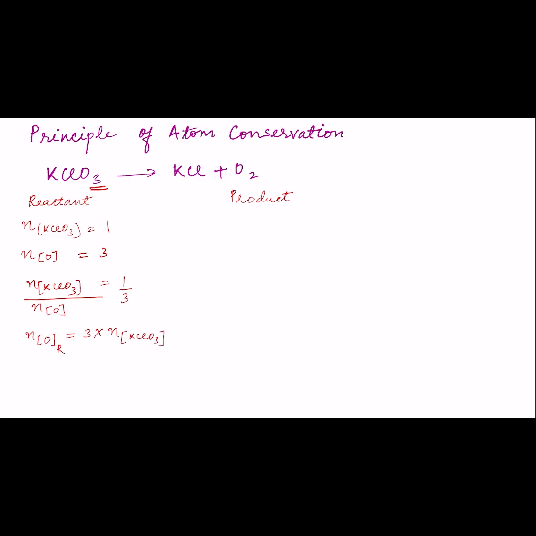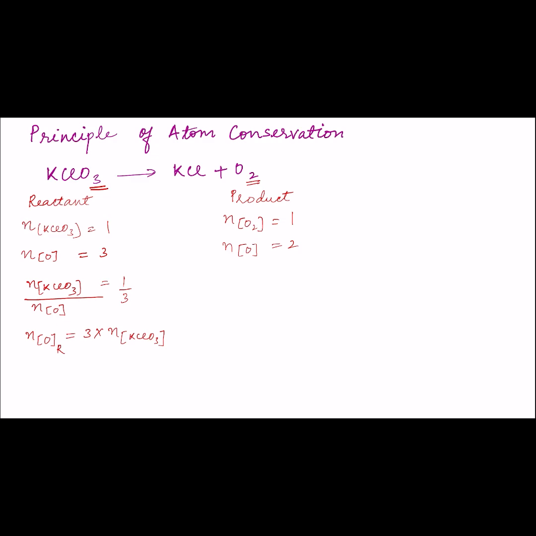Now on the product side, oxygen is present in the oxygen molecule. 1 mole of oxygen contains 2 moles of oxygen atoms. Therefore, moles of oxygen is equal to 1 and moles of oxygen atoms is equal to 2. Moles of oxygen atoms present in 1 mole of oxygen is 2.